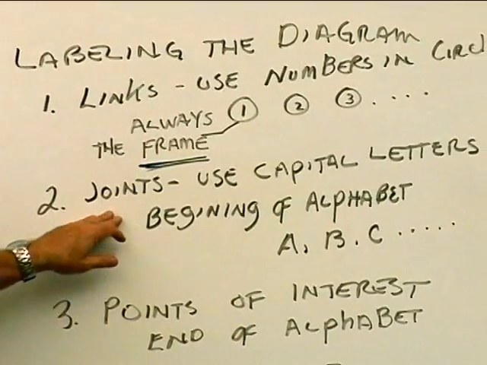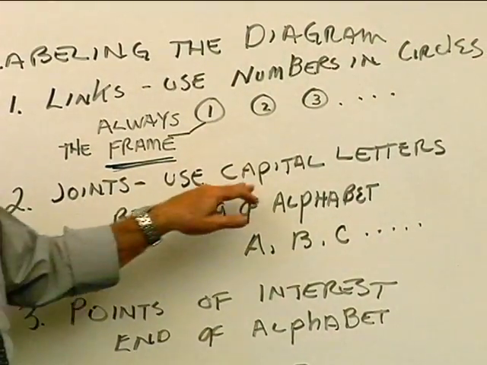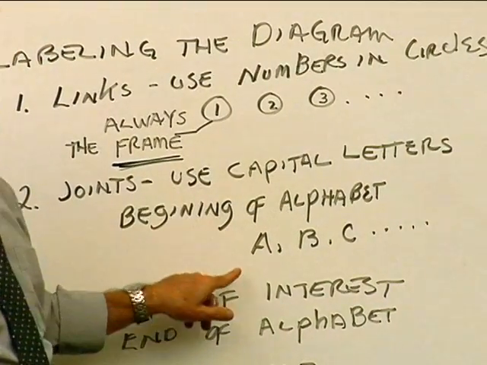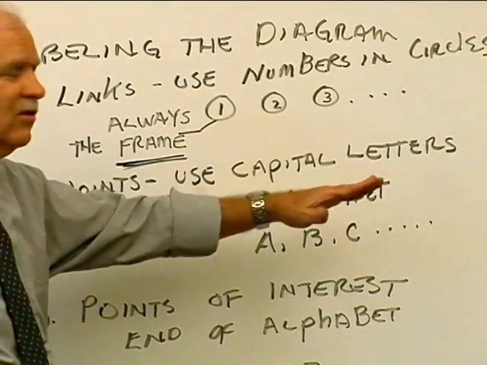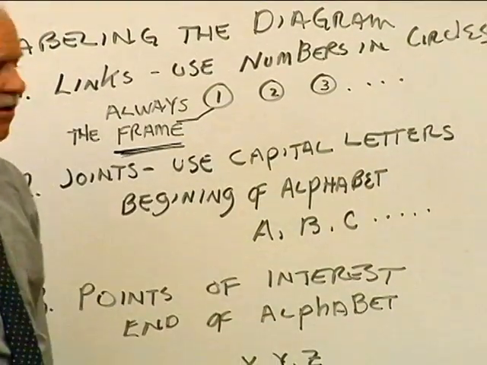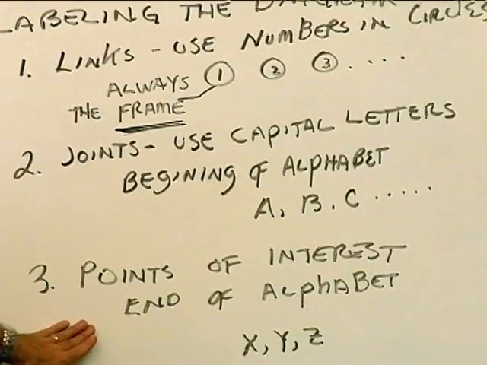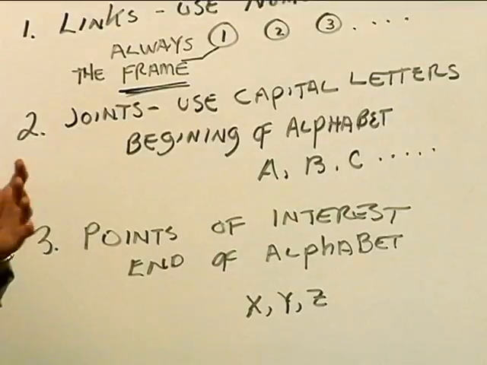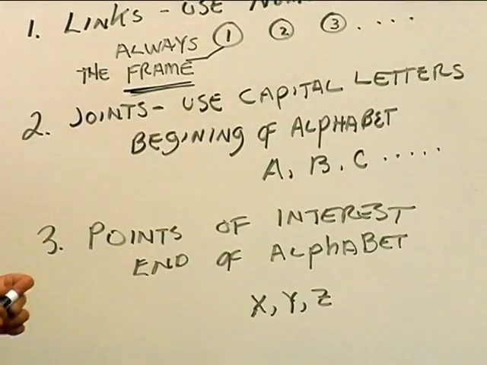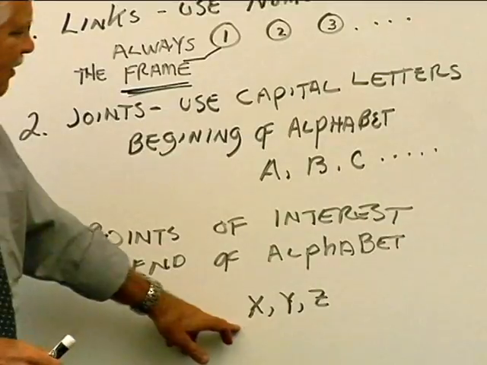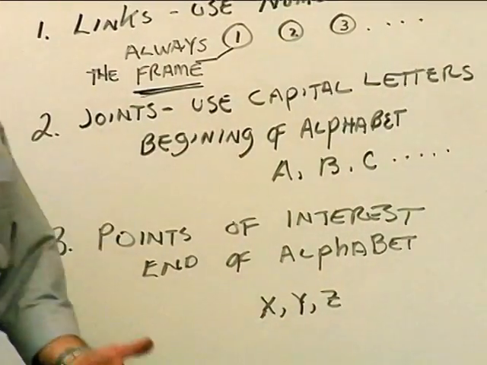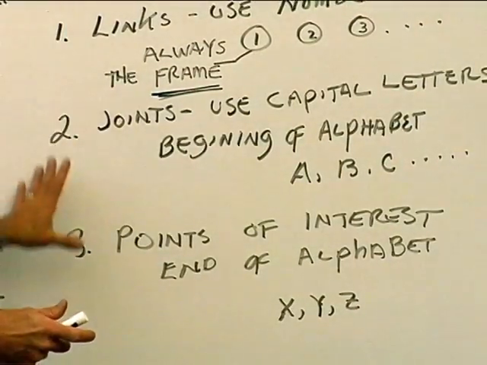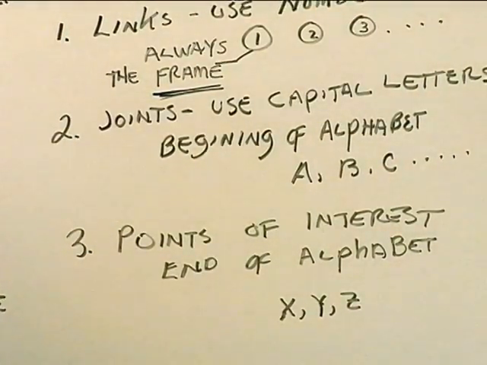The second are the joints. The joints, we're going to use capital letters. Now, in the beginning of the alphabet is what we'll use, starting at A, B, C, D, and so on. So as many joints as you have, you use letters. And then finally, the points of interest, they're also kind of like joints, but they're actually different because they don't join anything. They're just at the end or the beginning of the mechanism. And in this case, we're going to use X, Y, Z. If there's any more than that, of course, you go backwards in the alphabet. So you have ways in which you can label the various parts.